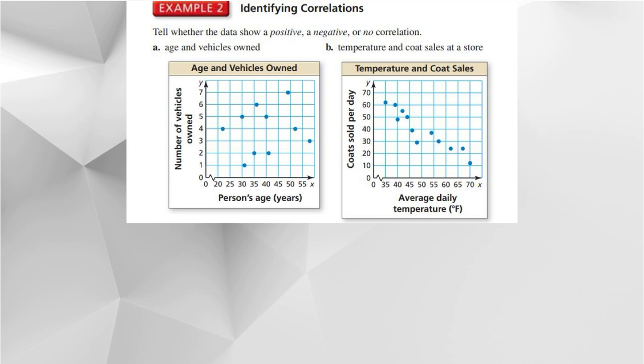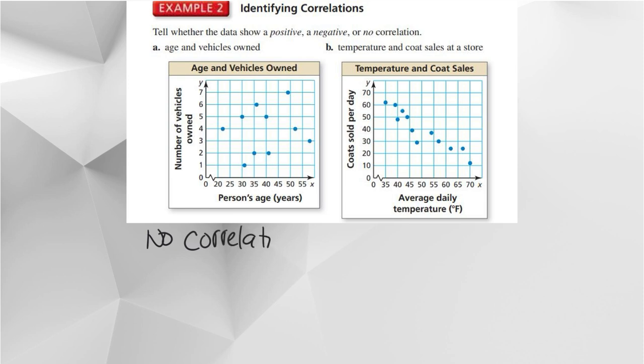Example 2, identifying the correlations. Tell whether the data show a positive, negative, or no correlation. A, age and vehicles owned. That means a person's age being compared to the number of vehicles owned. We could tell that there's going to be no correlation. The age of a person does not determine how many vehicles the person has at a certain age. So in A, the scatter plot shows no correlation.